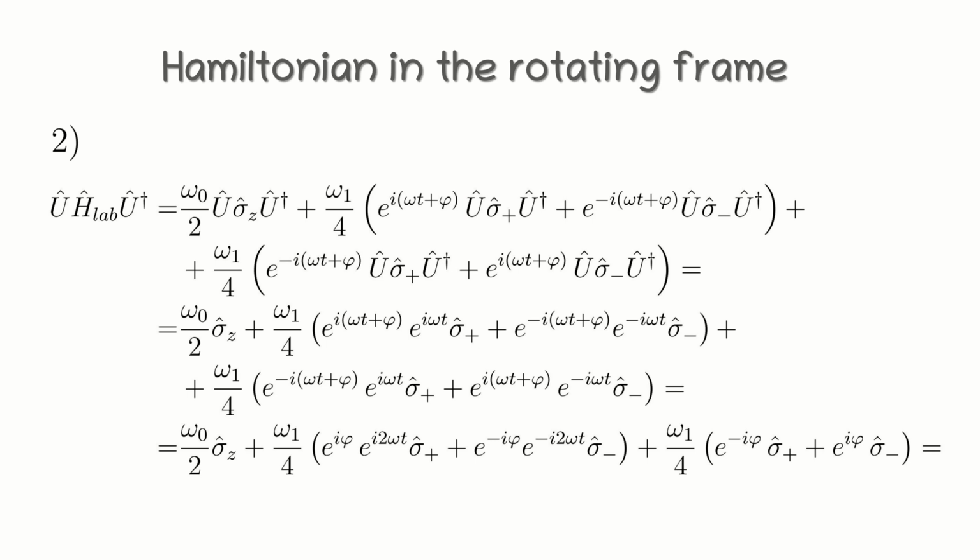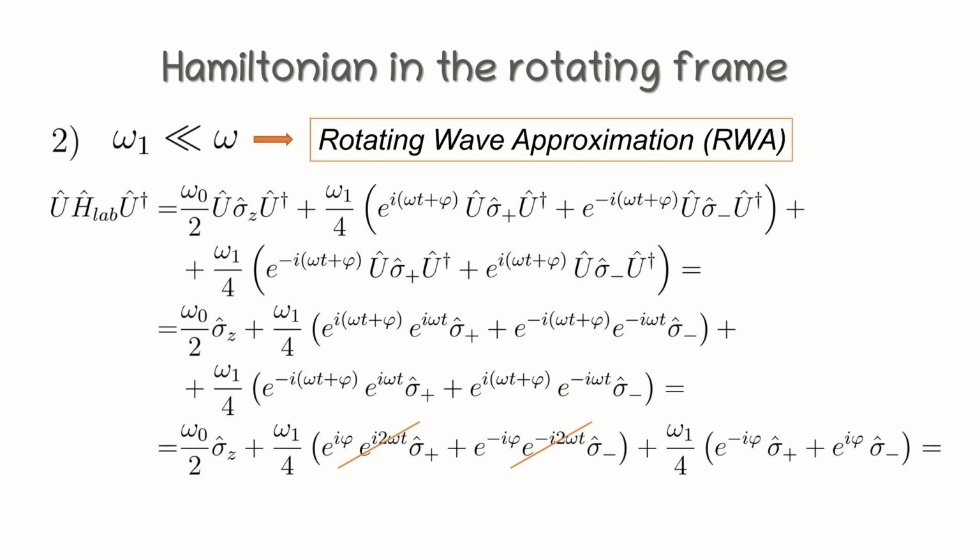As you may see, inside the first brackets, we have exponents containing 2 omega. And that is the only time-dependent part of the Hamiltonian. At this point, it is customary to make the so-called rotating wave approximation. Under the assumption that omega 1 is much less than omega, we can discard these fast oscillating terms, because they are small and quickly average out during the evolution of the system.